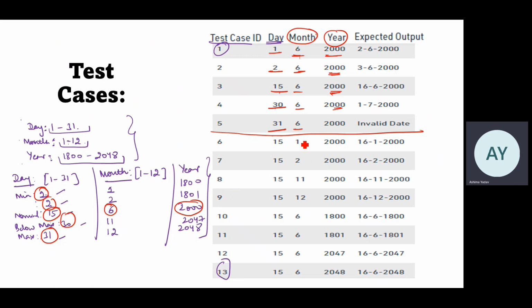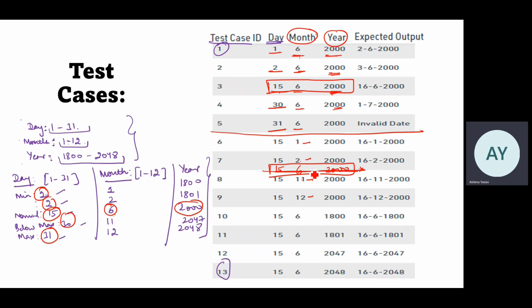Now from here, you start changing the values of the month column. Now month is 1, 2, 11, 12. 6 was also there, but if you write 6 here, and 15 and 2000 will already be there, you can see this particular row will be the same as this particular row. So that's why they have omitted it. They are not using it. So you can skip this value.